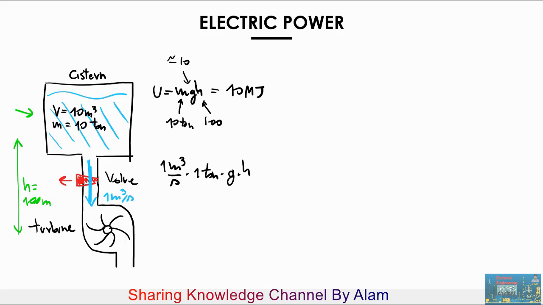meaning this is an energy that we are transferring every second. So this is equivalent to, if you do the math, 1 megawatt. This is the amount of energy that is transferred every second from the system through the turbine. Because we have 10 megajoule and we are delivering a power of 1 megawatt, that means that after 10 seconds all the energy will be consumed.